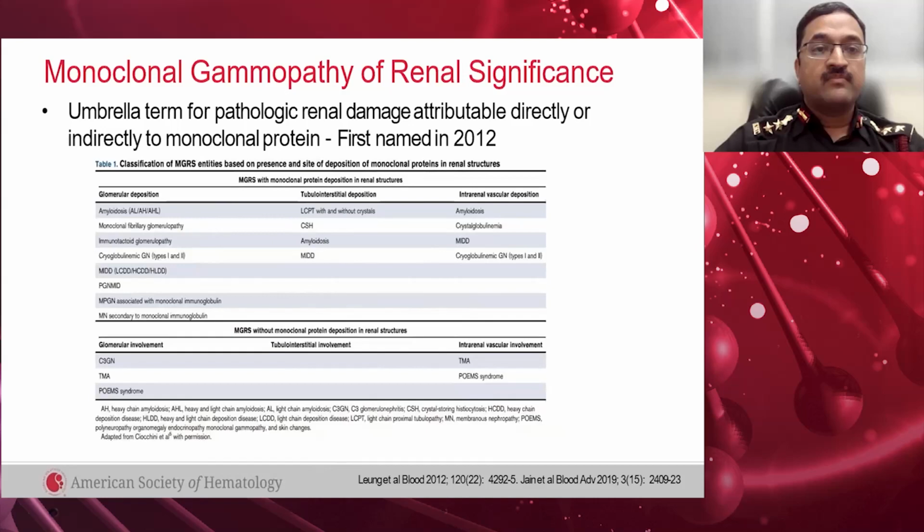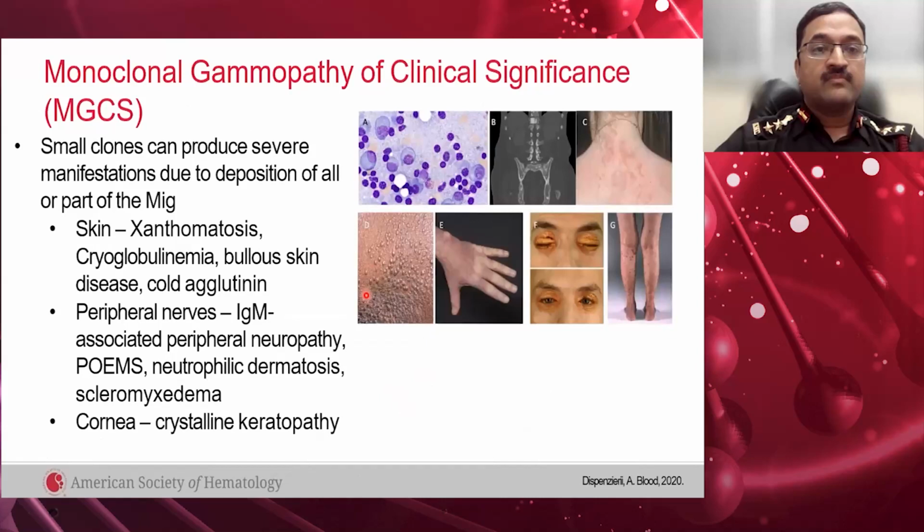There is another term which is known as monoclonal gammopathy of clinical significance. Now, you could find that the monoclonal protein can get deposited in the skin and can lead to xanthomatosis. It can lead to cryoglobulinemia. It can lead to bullous skin lesions, or it can lead to cold agglutinin disease. It can get deposited in the peripheral nerves and can lead to peripheral neuropathy. It can lead to POEMS syndrome. It can lead to Sweet syndrome, or it can lead to scleromyxedema. It can get deposited in the eyes and can lead to crystalline keratopathy.